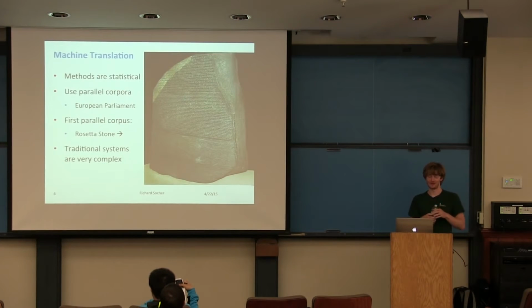All right, so let's start with machine translation. It's a really exciting task. Basically, all methods, both traditional or currently used, and in some sense our deep learning ones, are statistical, and they're based on parallel corpora. So what is a parallel corpus?